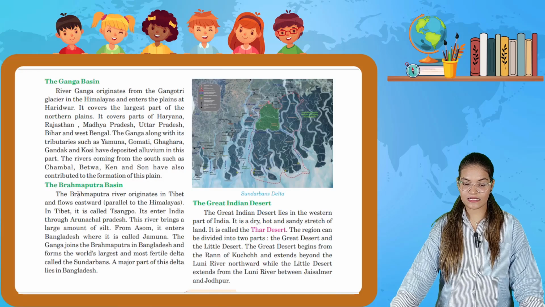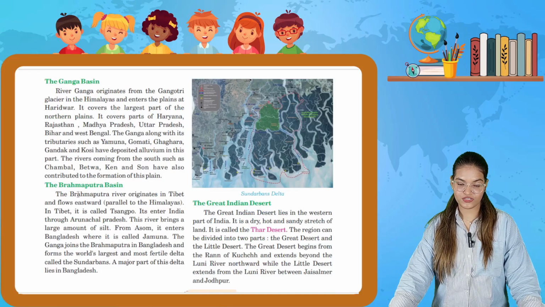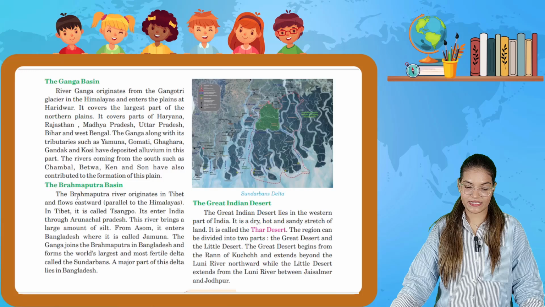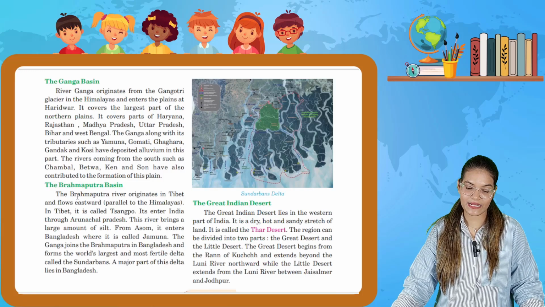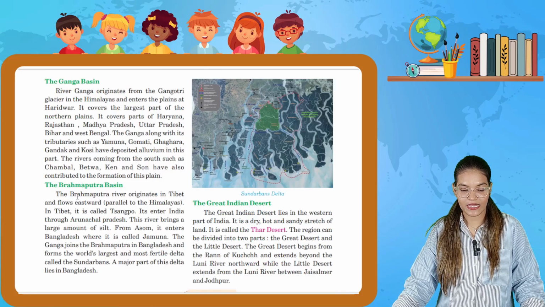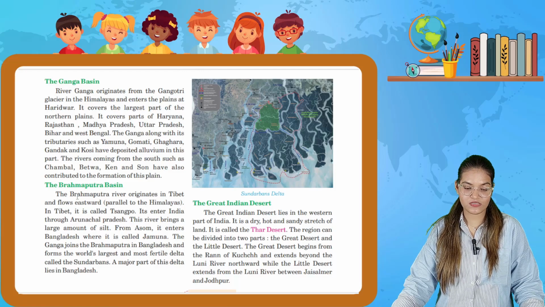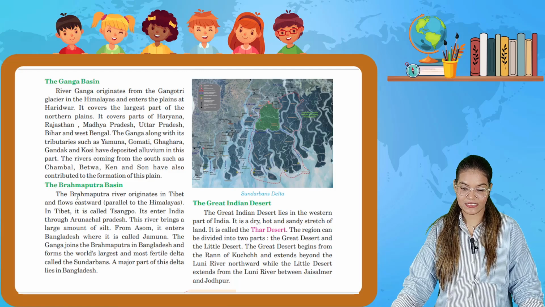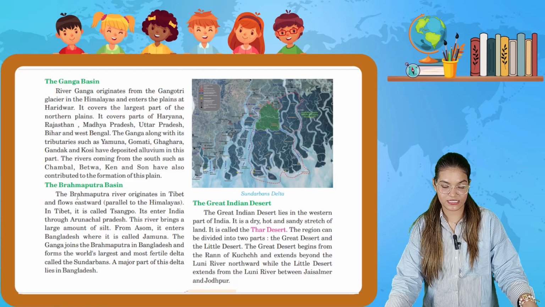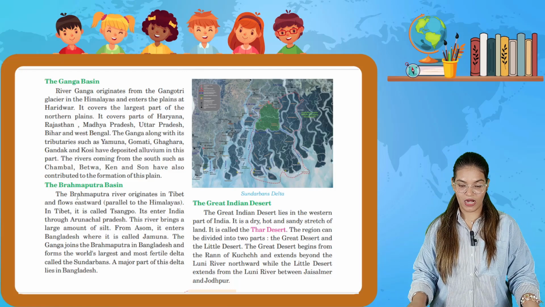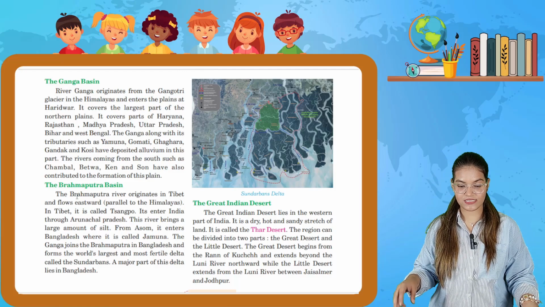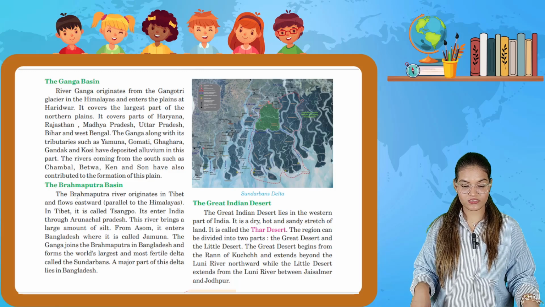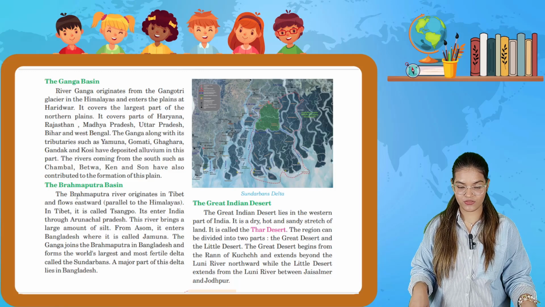Next is the Ganga. River Ganga originates from the Gangotri glaciers in the Himalayas and enters the plains at Haridwar. It covers the largest part of the northern plain. Largest part cover करती है, ठीक है? It covers part of Haryana, Rajasthan, Madhya Pradesh, Uttar Pradesh, Bihar and West Bengal.